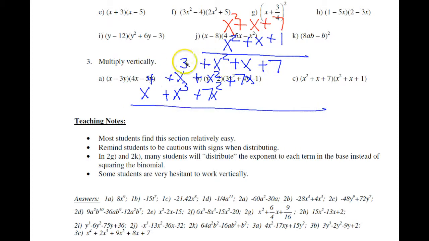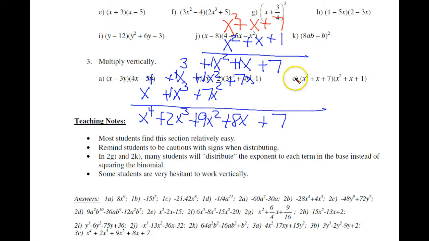So you're going to get 3 rows and 1, 2, 3, 4, 5 columns. But now everything is lined up. So we get a 7. Remember there's a 1 there, so this is plus 8x. There's a 1 there and a 1 there, so this is plus 9x squared. This a 1 and a 1, so this is plus 2x cubed, and this is x to the 4th. So we multiplied a trinomial by a trinomial.